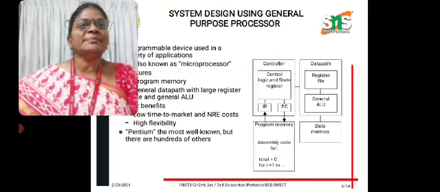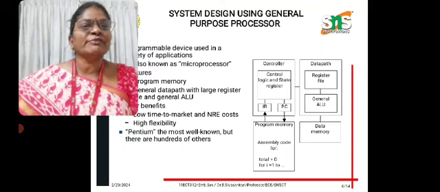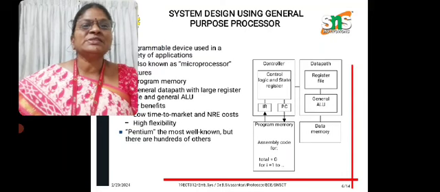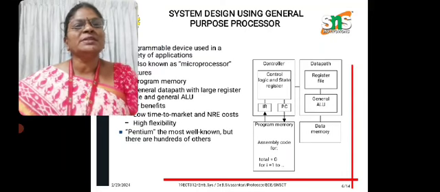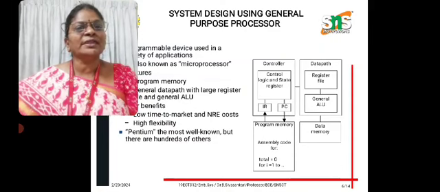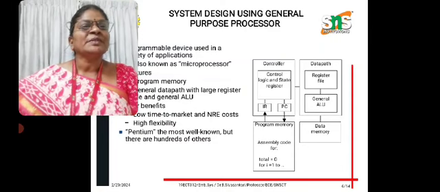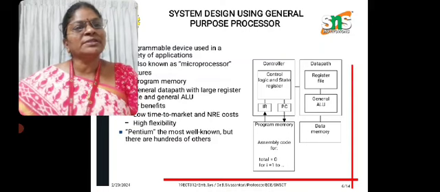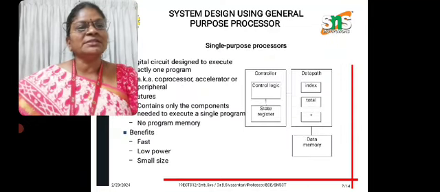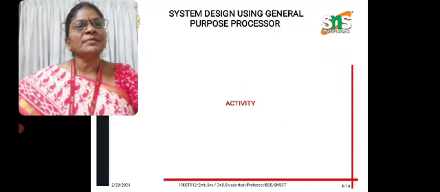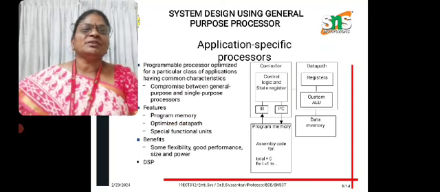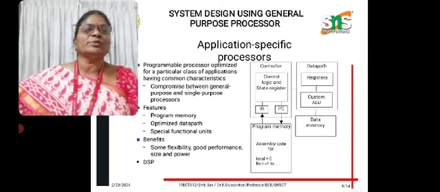So this is the programmable device which is used in safety purpose applications, which is known as microprocessors, which consists of features of program memory, general data path with large register, and low time to market and NRE costs, high flexibility. So the same units like controller, data path, memory, as well as general arithmetic and logic unit. So the first one is ASIC, then FPGA, processor, controller, and other devices, DSP, etc.